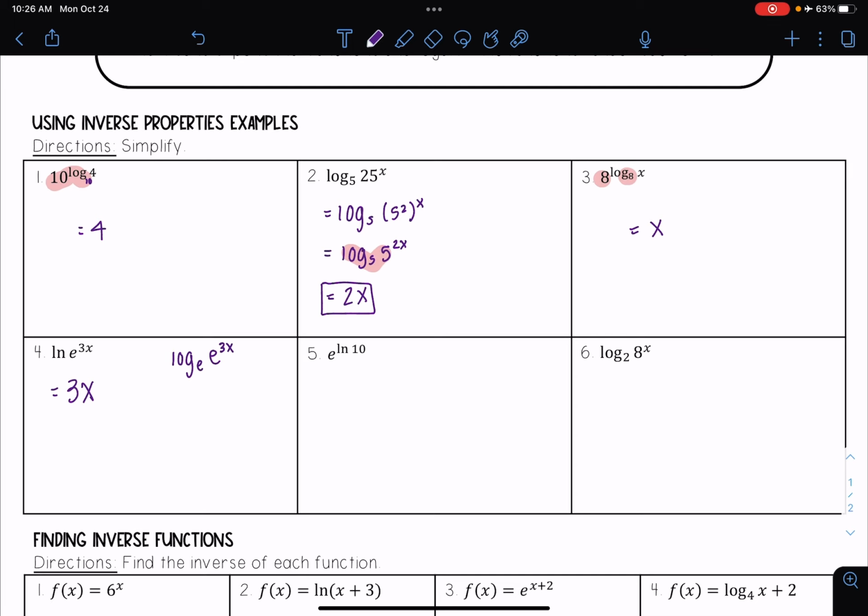Same thing with number 5. Here I have e to the natural log of 10. The e and the natural log cancel each other out, and so I end up with just 10.